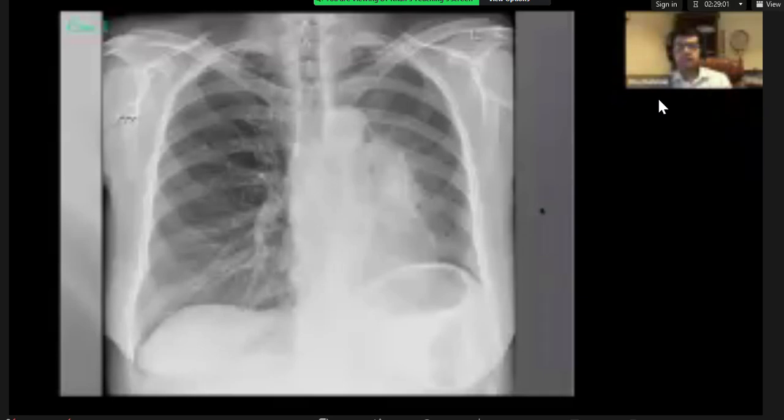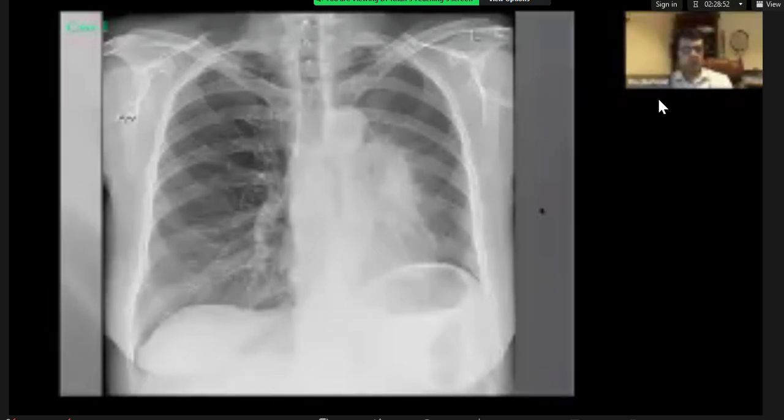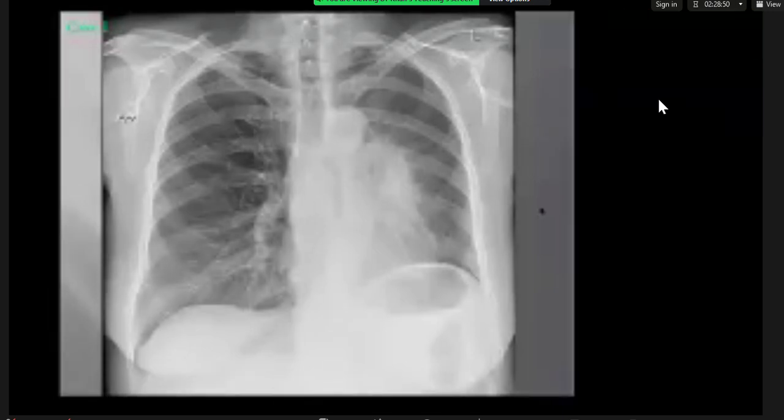So this is a PA chest radiograph for an adult patient. There is an abnormality in the left middle zone where there is an area of increased density which appears to be silhouetting the left hilum as well as the left heart border. The margins of the density are quite irregular.